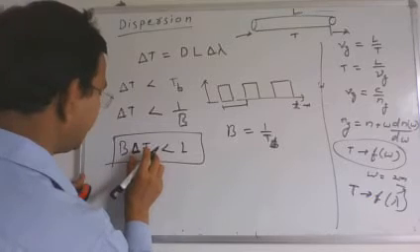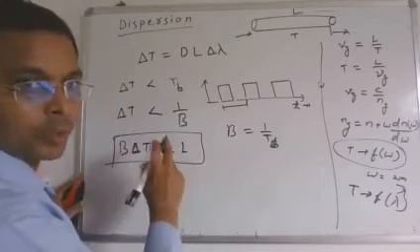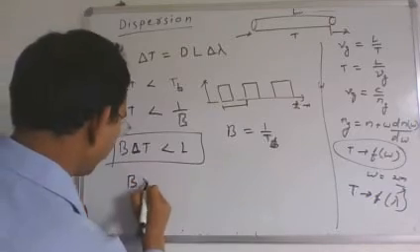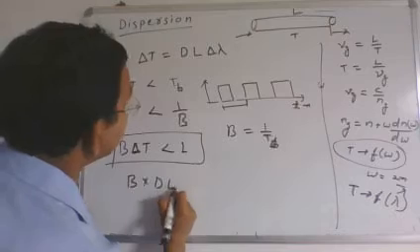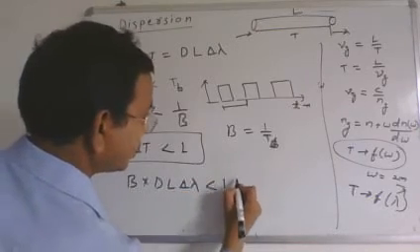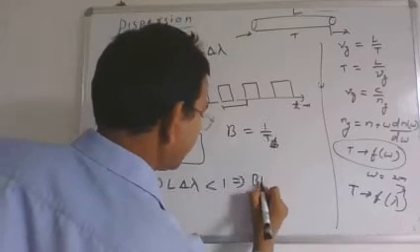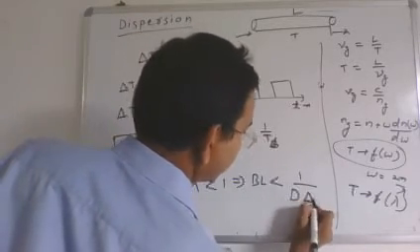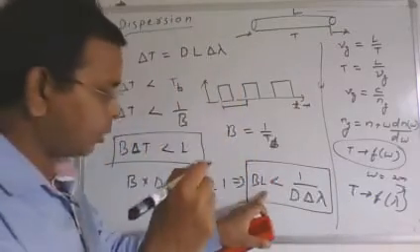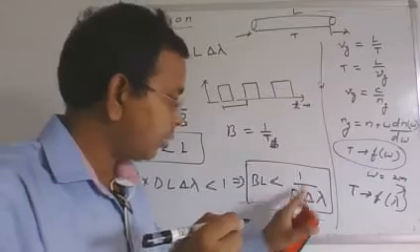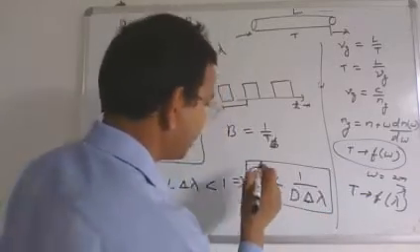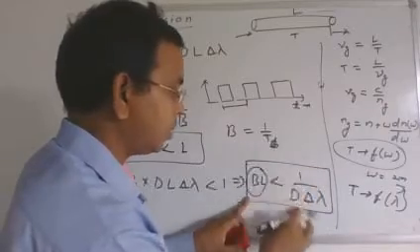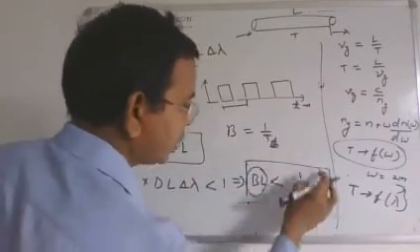This is called the bit rate and time duration product, which must always be less than 1 to get proper detection at the output. Now if you replace this delta t by the expression D L delta lambda, it should be less than 1. This implies B into L, the BL product, should be less than 1 divided by D delta lambda. So this is the BL product, bit rate and distance product, which must be less than 1 over D delta lambda. The BL product gives me how much maximum speed you can achieve. It's limited, its maximum value is 1 over D delta lambda.